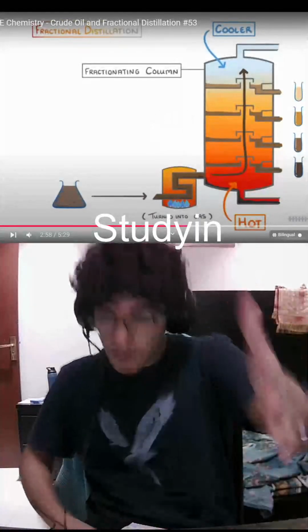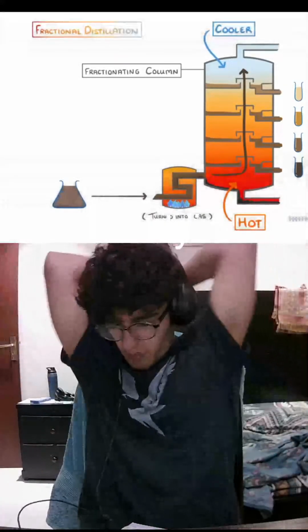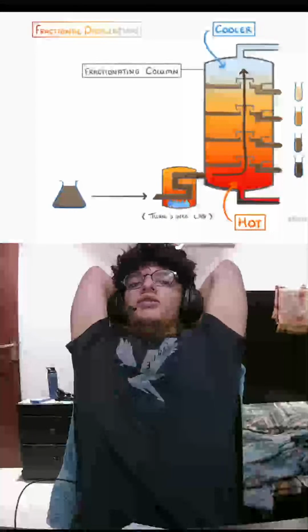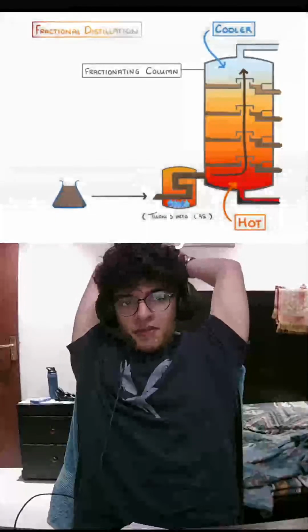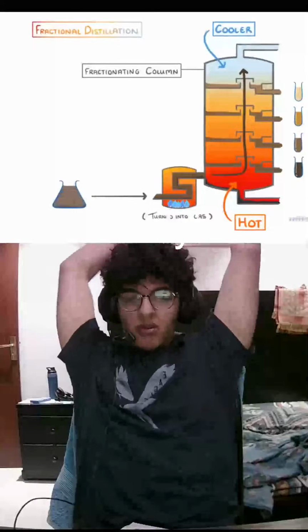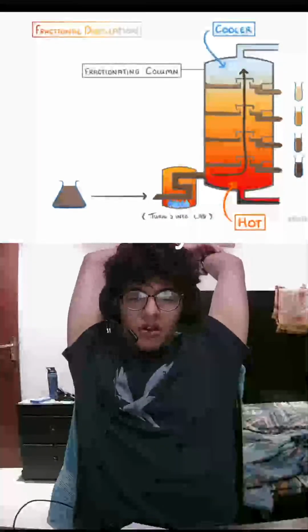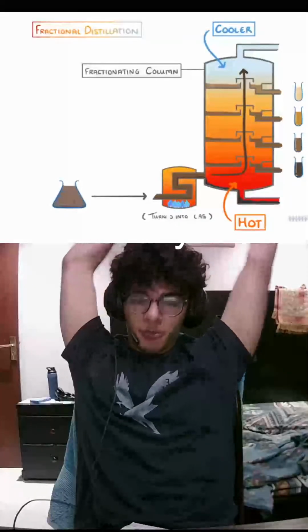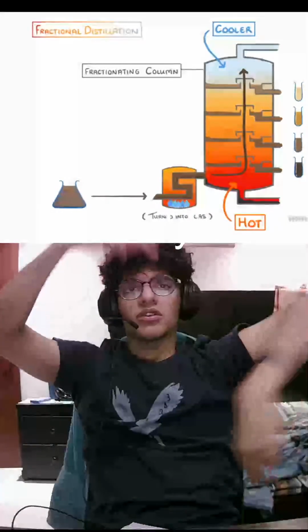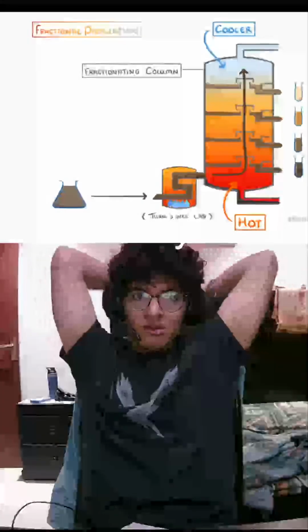The hydrocarbons with the longest chains, so the most carbons, have the highest boiling points, and so they'll quickly condense back into a liquid and drain out of the column early on, because it's not hot enough to keep them in their gaseous states.